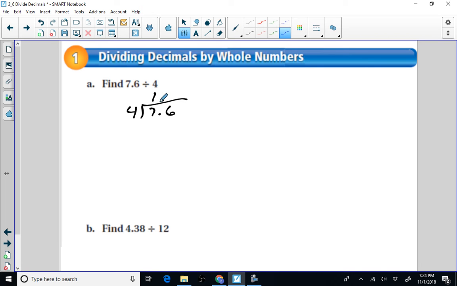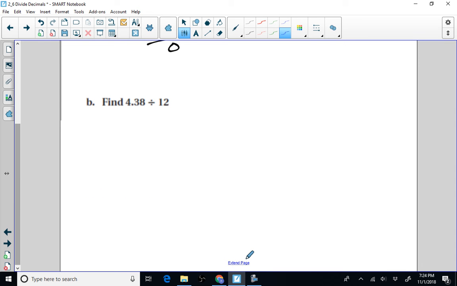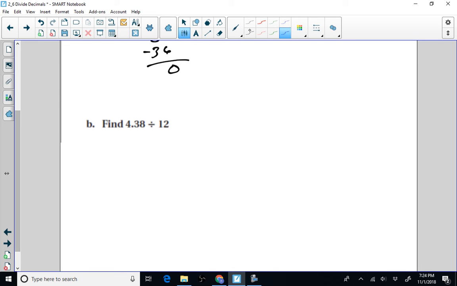4 goes into 7 one time. 1 times 4 is 4. We subtract, we get 3. Bring down the 6. 4 goes into 36 9 times. 9 times 4 is 36. We subtract, I get 0. So we wound up with 1 and 9/10 as our quotient. Notice that decimal terminates, right? And I think all of these decimals are going to terminate because we don't want any remainders here.